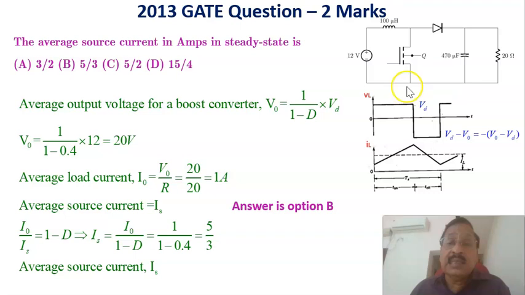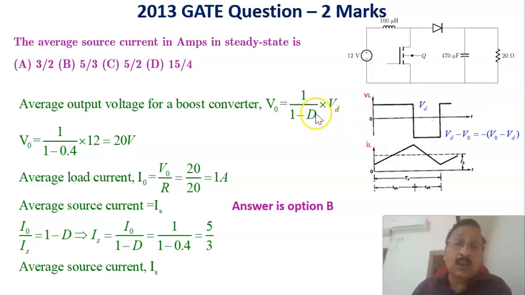The duty ratio is given as 0.4 and the input voltage is given as 12 volts. The output voltage and input voltage are related in a boost converter, or boost chopper, as V0 divided by Vd equal to 1 by 1 minus d. Or the output voltage is 1 by 1 minus d times the input voltage. Therefore, 12 volts divided by 1 minus 0.4 gives 20 volts as the average output voltage. Once you get the average output voltage, the average output current can be calculated by dividing by the resistance. Therefore, average output current equals 20 divided by 20 ohm, or 1 ampere.